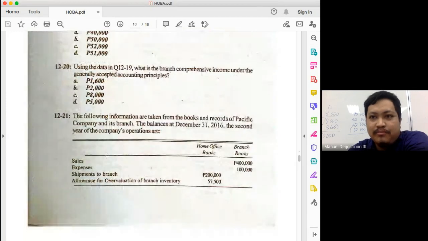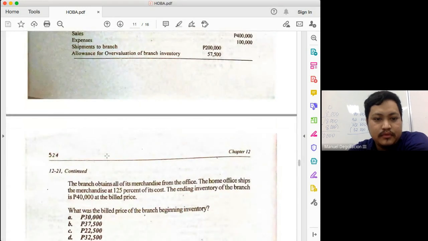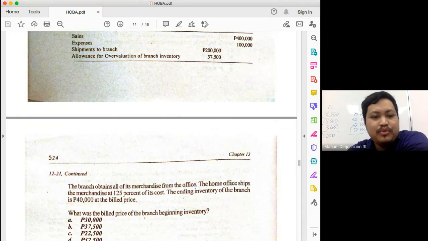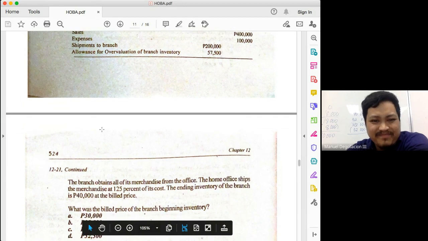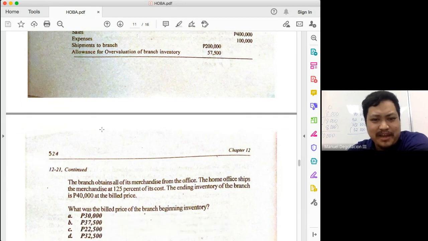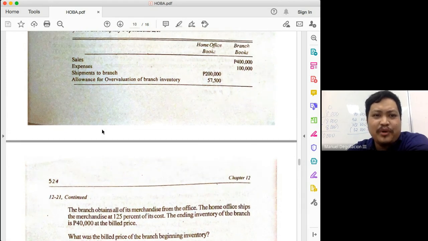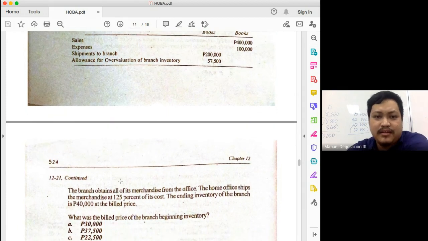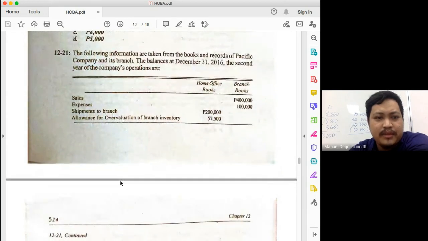Okay, let's proceed to problem 21. Problem 21: What was the bill price of the branch beginning inventory? I would expect that the problem does not give us the beginning inventory, because normally if you're given the beginning inventory, it is already at bill price. Since you are asked for the bill price, class, it can be expected that the beginning inventory most definitely will not be given. And that is exactly the case in problem 21.